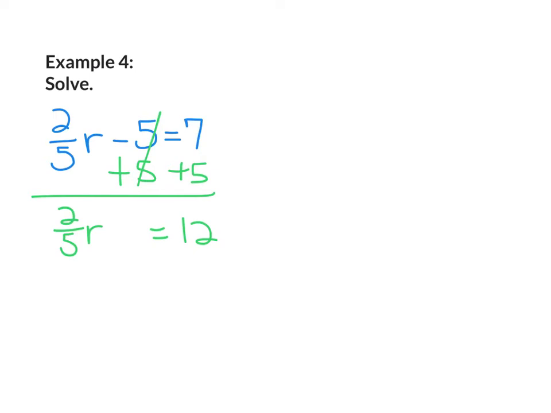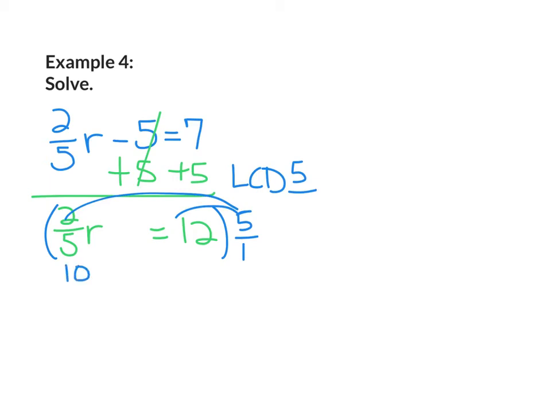So now I need to find my LCD. I'm going to multiply the whole thing by my lowest common denominator, which is 5 because there's only one fraction. So I'm going to multiply by 5 over 1. So it's going to be distributed with the first term and the second term. So 5 times 2 gives me 10. 5 times 1 gives me 5. I'm going to bring down my r equals 12 times 5 gives me 60.